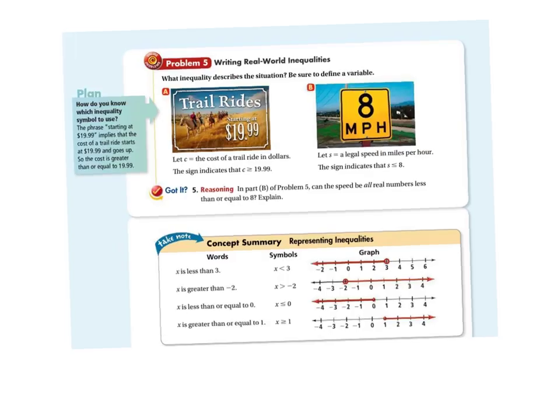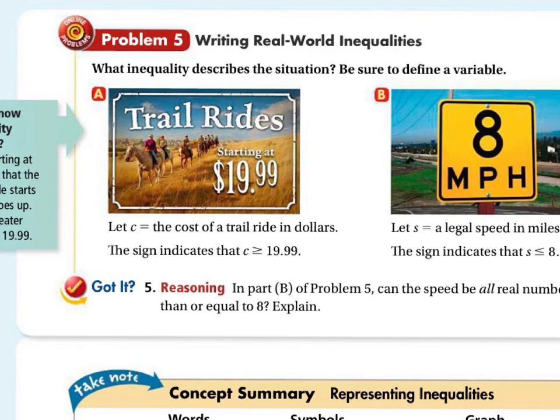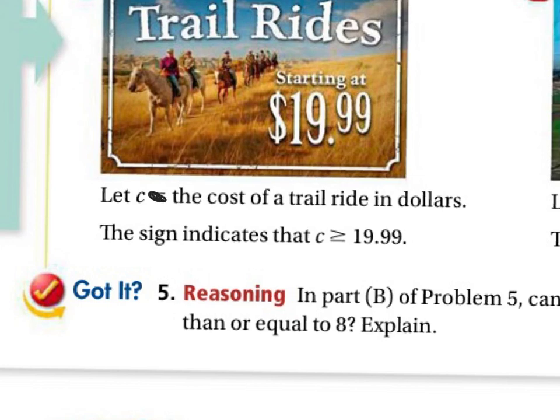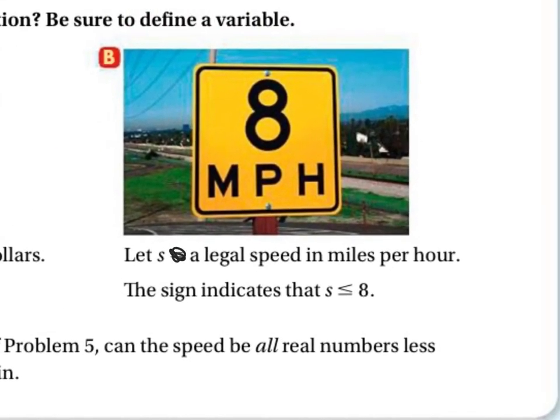So problem 5, write an inequality that describes the situation. Be sure to define a variable, so that's important. So on A, trail rides starting at $19.99. Slight variation here. I'm going to say let C represent the costs of a trail ride in dollars, and so then C is greater than or equal to $19.99. And then part B, we could say let S represent a legal speed in miles per hour, and so it would be S is less than or equal to 8.